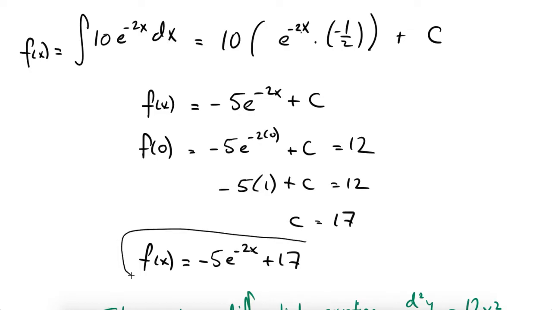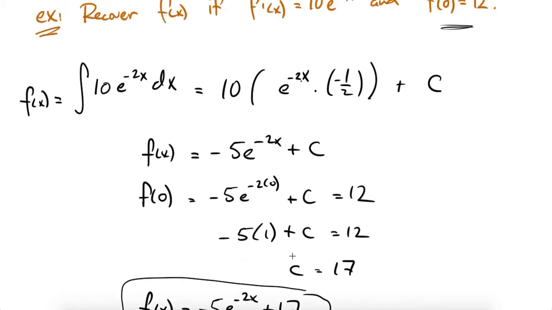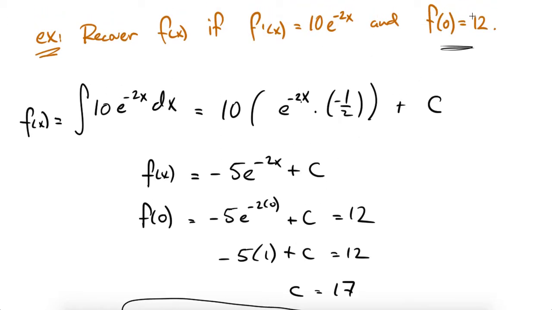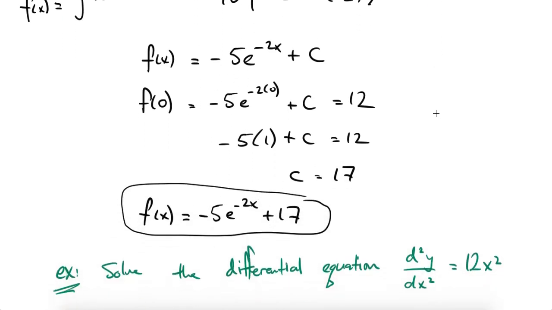Okay, so here is the exact antiderivative. So again, the idea with initial conditions is if you have some extra information about the original function, you can recover the exact constant rather than using a general constant of integration. So let's do one more.